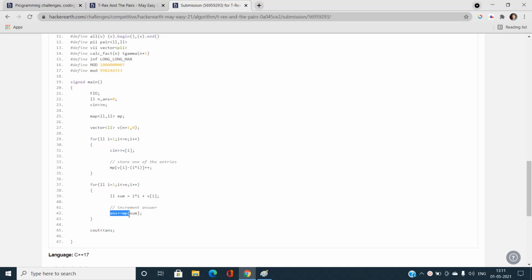Note that the pre-calculation would take n log n time, and fetching the answers and incrementing our answer would also take n log n time. So this will pass all the test cases.